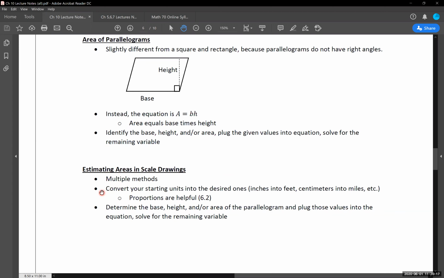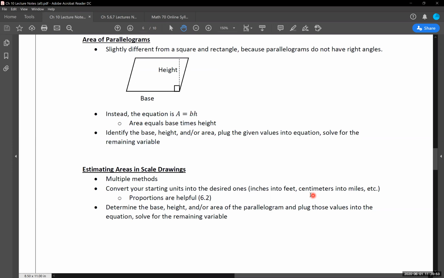First and foremost, converting your starting units into the desired ones. If you're working with something that says we're given a drawing in inches that's going to represent a certain number of feet, that goes back to our proportions from section 6.2. I think this is a pretty helpful one, going back and writing these things out. If we can determine a distance or a length of the original drawing and proportionately scale that up to the actual drawing, that could be really useful.